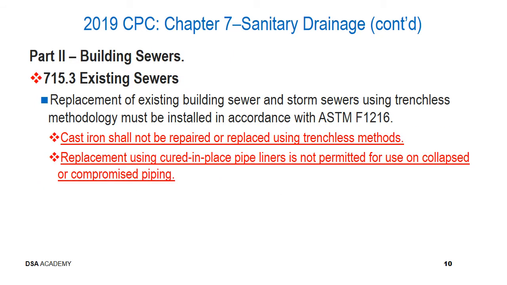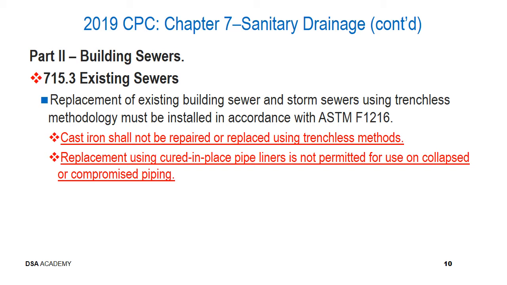Okay, now we're going to start discussing actual building sewers, which is part 2 of chapter 7. As we discussed before, the building sewer is basically the drainage piping that receives the building drainage and starts roughly about 2 feet outside the building perimeter and proceeds to the point of connection to the private or the public sewer.